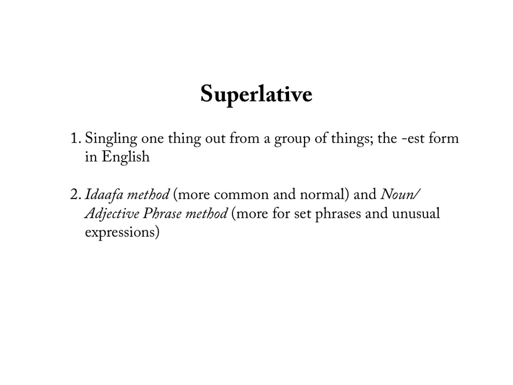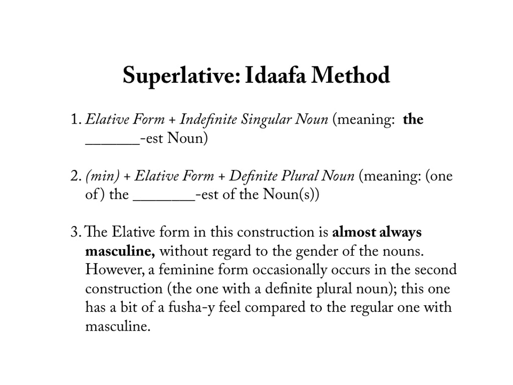The superlative, on the other hand, is the EST form in English. It singles out one thing from a group of things. There are two ways of doing the superlative in Arabic: the idafa method, which is more common and more normal, and the noun adjective phrase method, which is used but not as common. It's used more for set phrases and unusual expressions. There are two ways of doing the idafa method. The first way, you have an elative form in idafa with an indefinite singular noun.